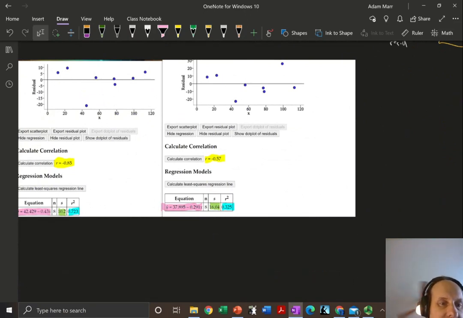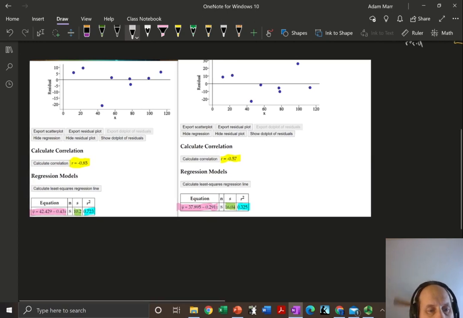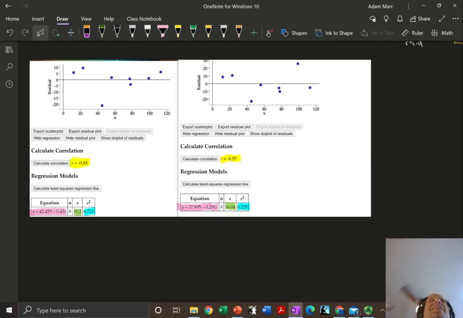I said that, yes, R becomes farther from, not as close to, either -1 or +1. In this case, it would be -1. So R is not as close to -1, but it stays negative. So R is not as strong, but it's still negative. R squared, what did I say about that? I said that R squared will go down because R squared is the percent of variability accounted for by the least squares regression line. And it went, yes, way down.